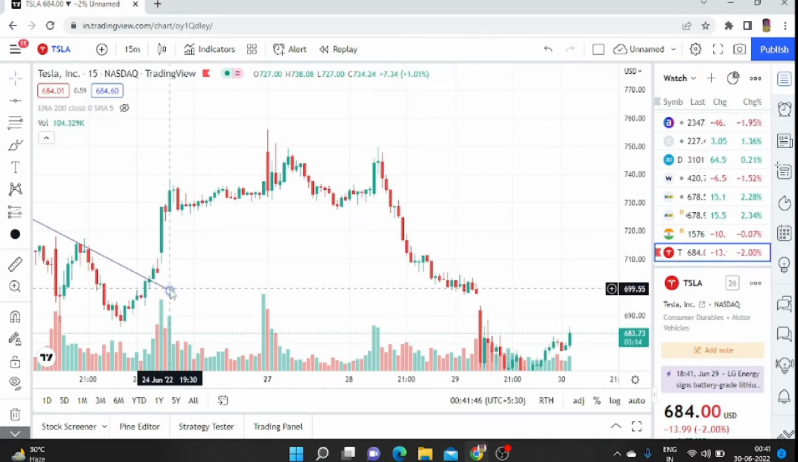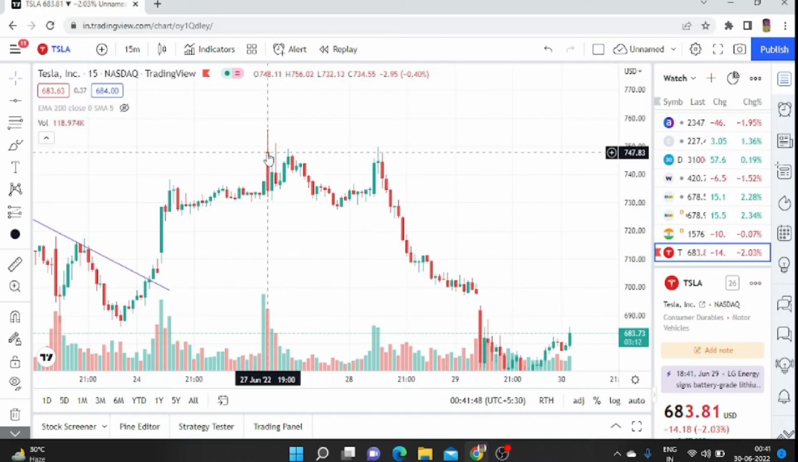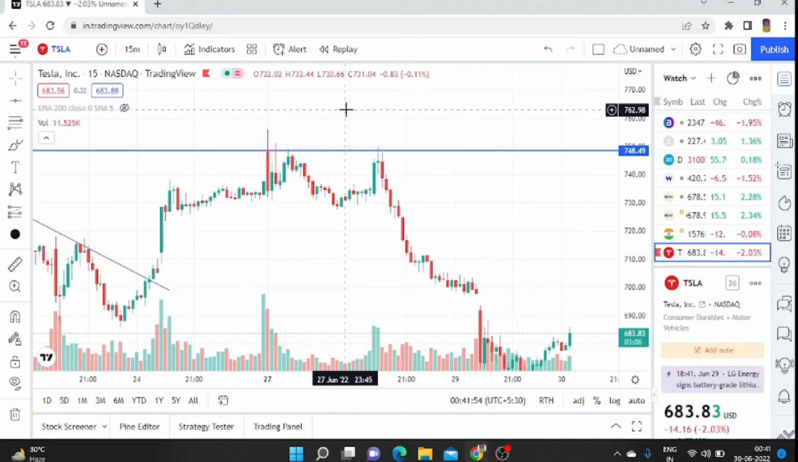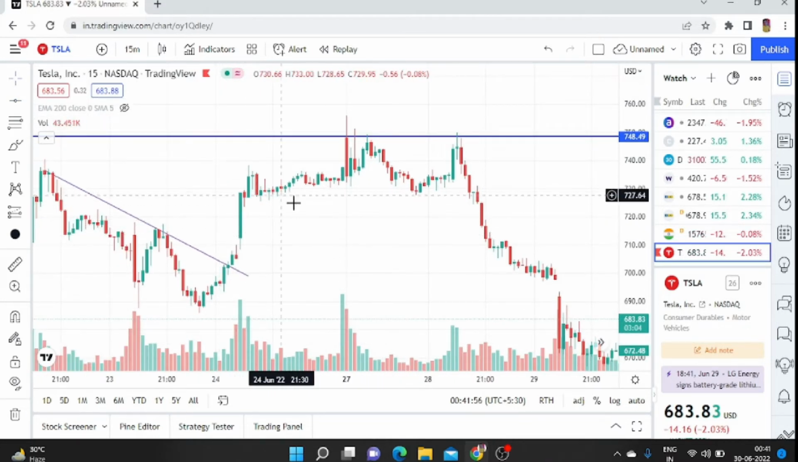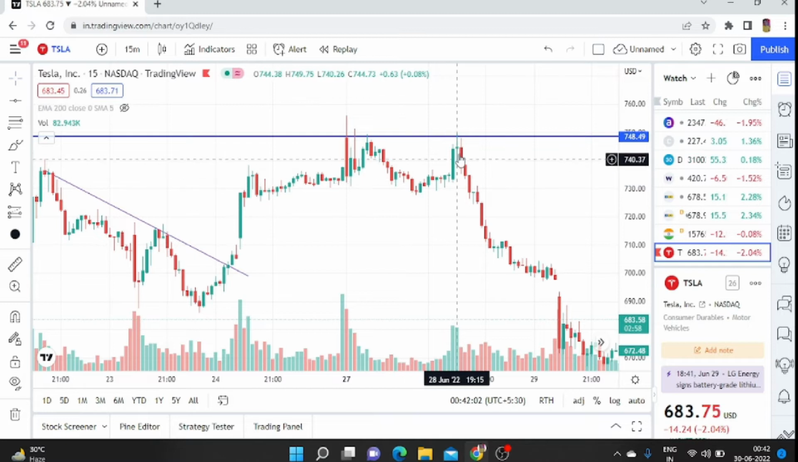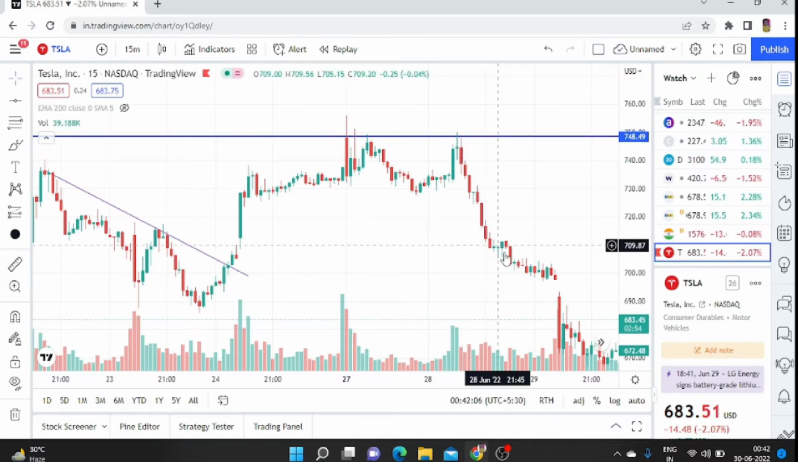So you can see over here at this point the market took a resistance twice. So I will draw a horizontal line over here. As you can see, the market came up, but it could not break this resistance. Again it went down. Again the market went up to the resistance, and again from there the selling starts.